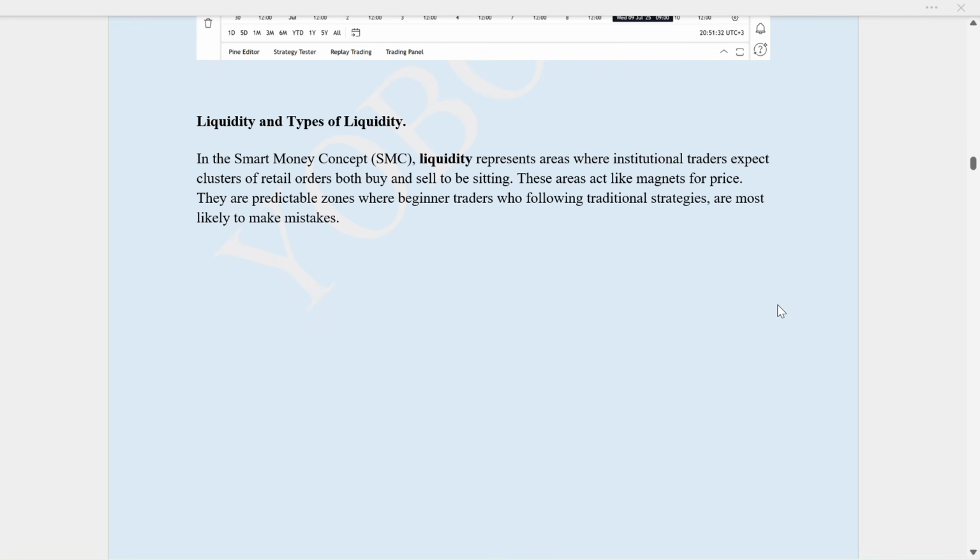Hello traders, today I want us to talk about liquidity and types of liquidity. What is the meaning of liquidity?